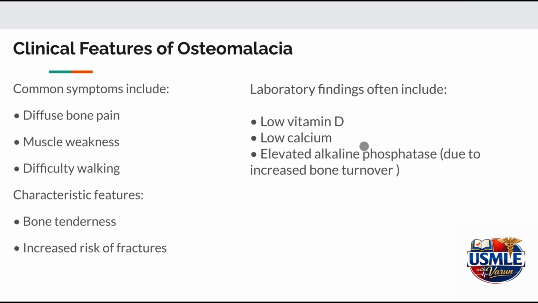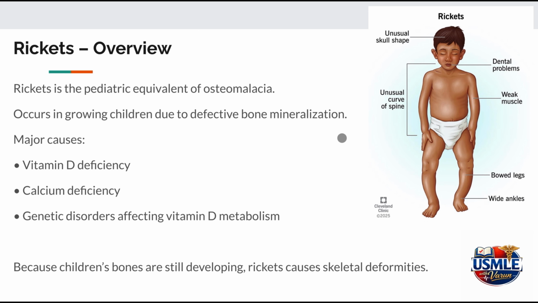And this elevated alkaline phosphatase is probably due to increased bone turnover. So whenever there's increased bone formation or increased bone resorption, both of these happening together is called turnover. So whenever there's increased turnover, there is elevated alkaline phosphatase. There are also low vitamin D and low calcium levels.